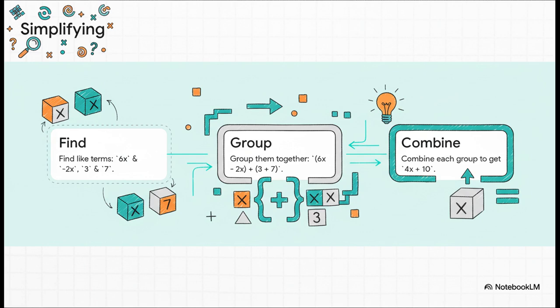Now, we just put the families together. So what's 6x minus 2x? That's 4x. And what's 3 plus 7? That's 10. So our new simplified expression is just 4x plus 10. Look how much cleaner that is.